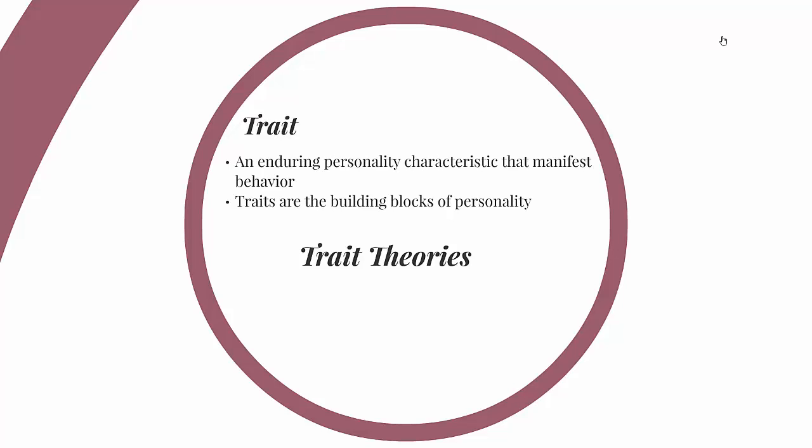Trait theorists hypothesize that these traits, which are characteristics that manifest as behavior, are the building blocks for personality. Trait theories believe that people can be described by their behavior, their patterns of them. So not only are we saying that that's your personality, but we're also describing you based upon that. So you'll hear things like, oh, I'm an introvert, or oh, I'm an extrovert, or oh, I'm neurotic. Those are all personality trait theorist terms that we use to describe ourselves.